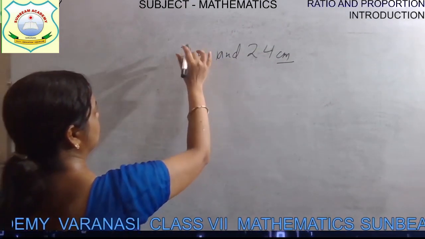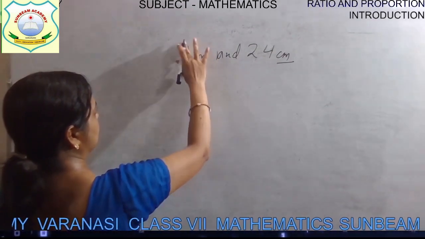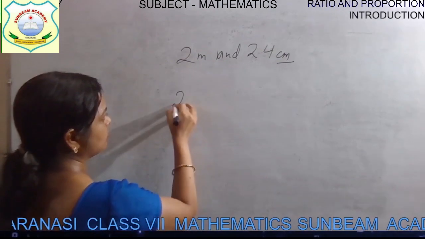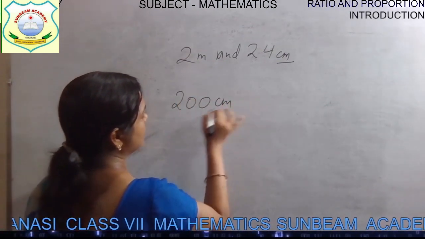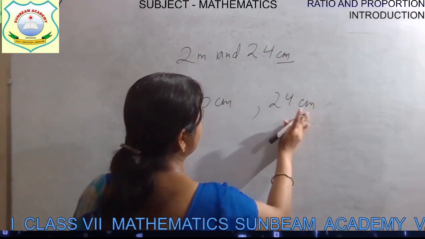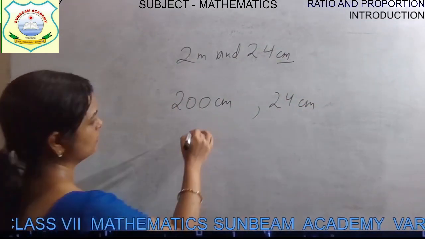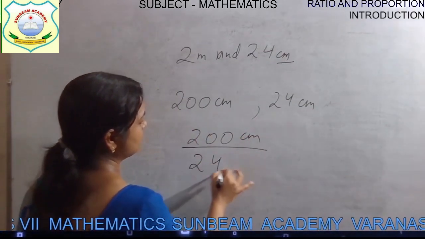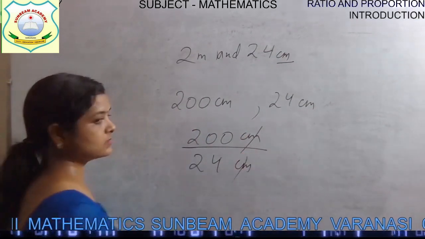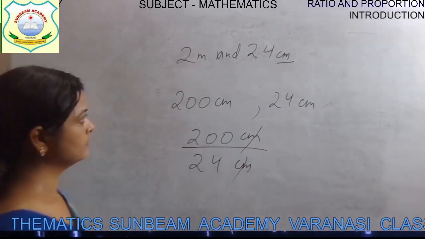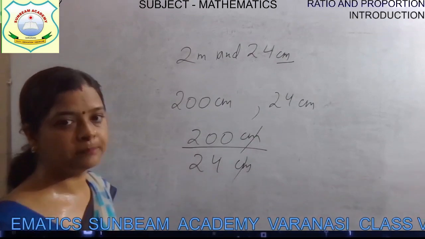This is 2 meter. Just erase it, write down 2. Now 2 meter can also be written as 200 centimeter, and next one is 24 centimeter. Now how to find its ratio? Just divide 200 centimeter by 24 centimeter. The units will get cancelled out because they are the same unit. And now we will simplify this.